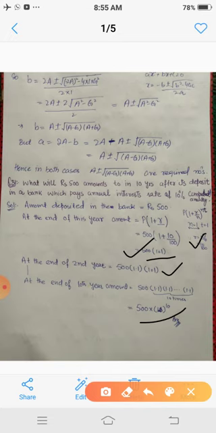So in this way we completed this geometric progression. Inshallah, in tomorrow's video lecture we will discuss this concept of series.